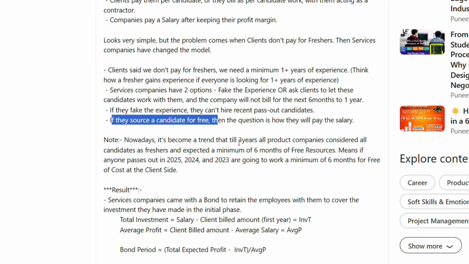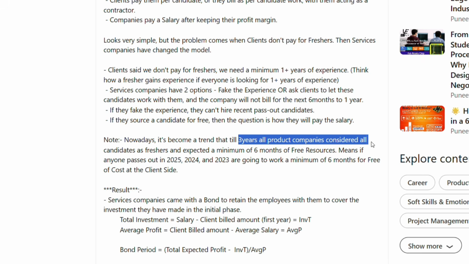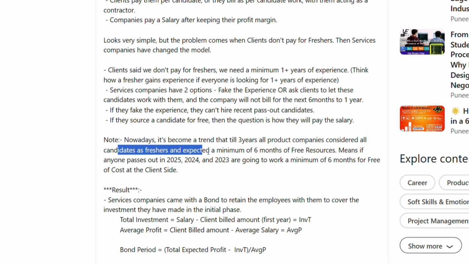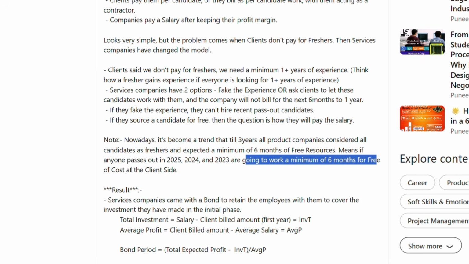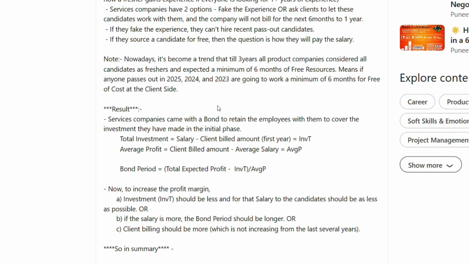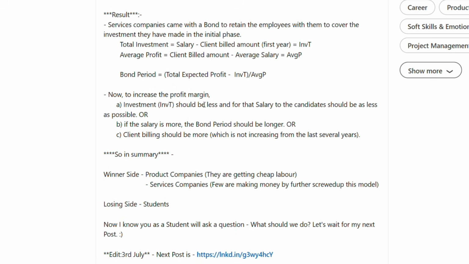Nowadays, it has become a trend that up to 3 years, all product companies consider every candidate a fresher and expect a minimum of 6 months of free resources. Meaning anyone who passed out in 25, 24 and 23 is going to work a minimum of 6 months free of cost at the client side. So this is a complete post about the salary. I will attach the post link in the comment box so you can view it there.